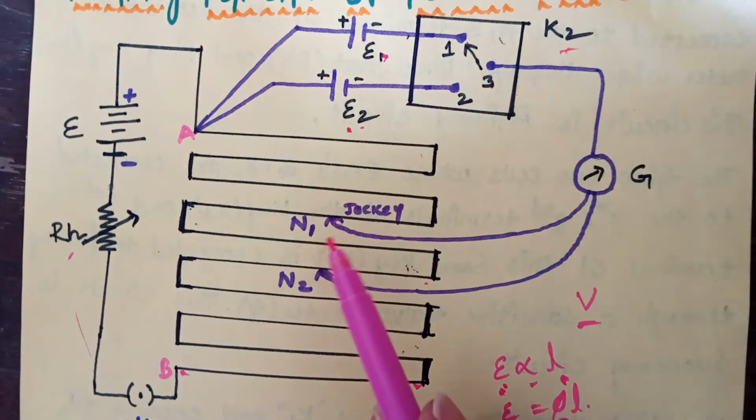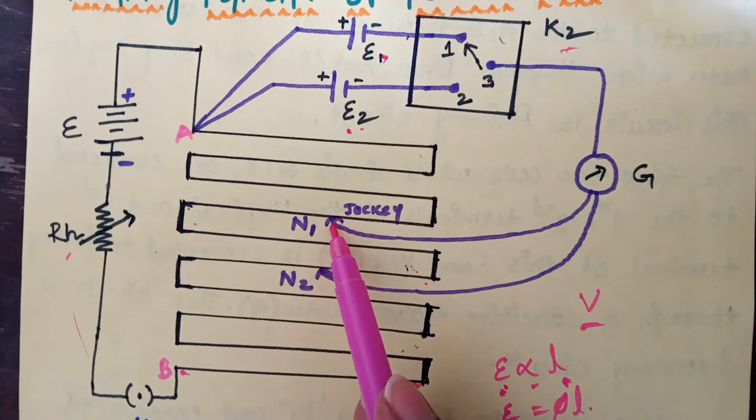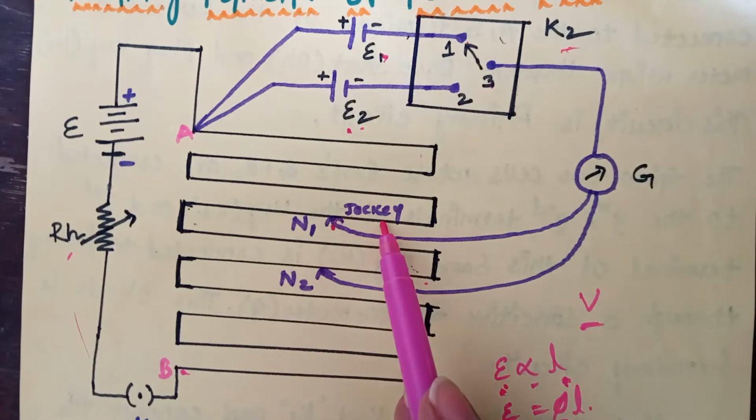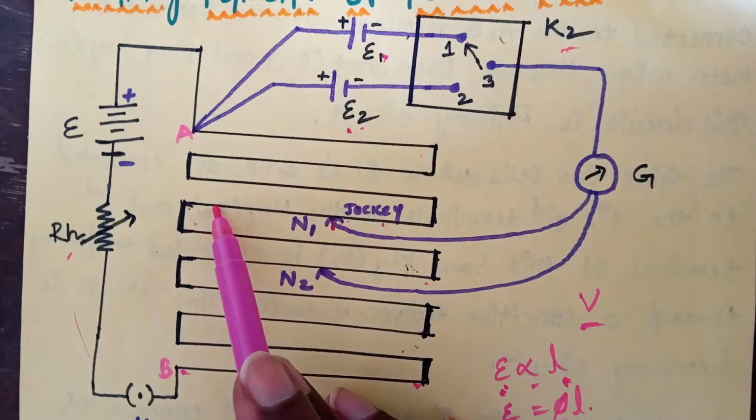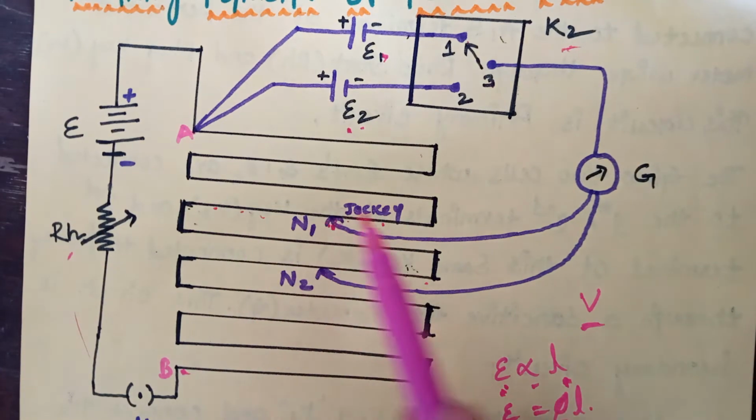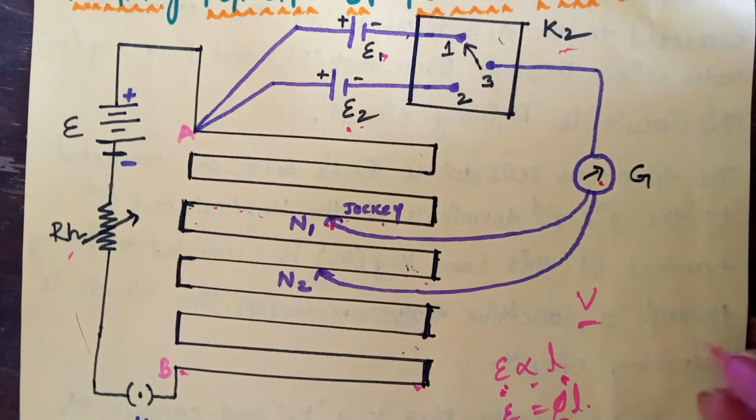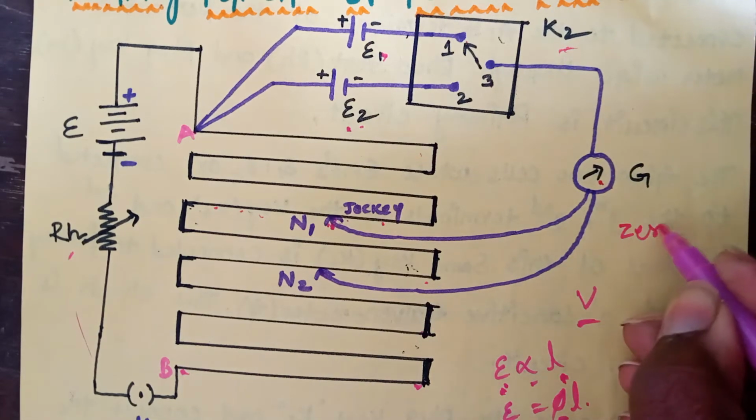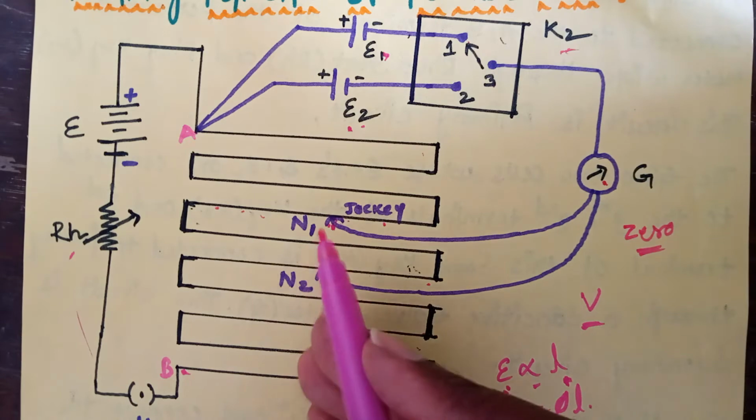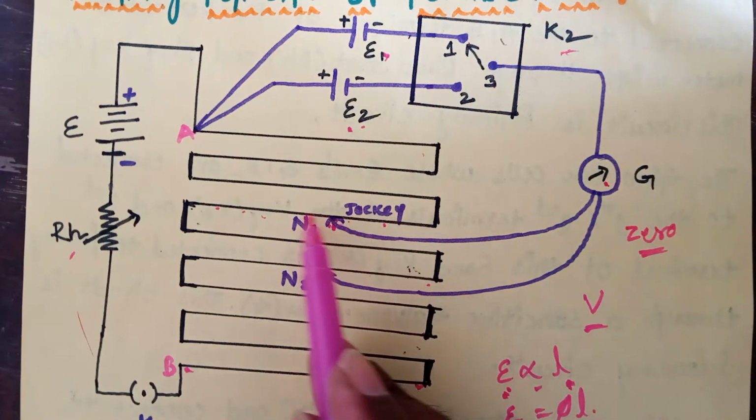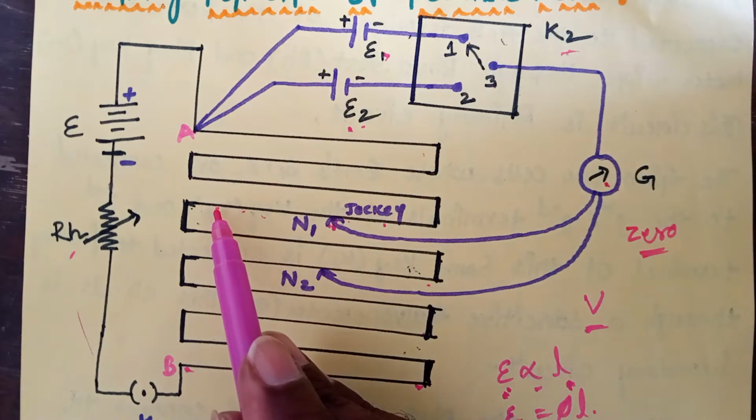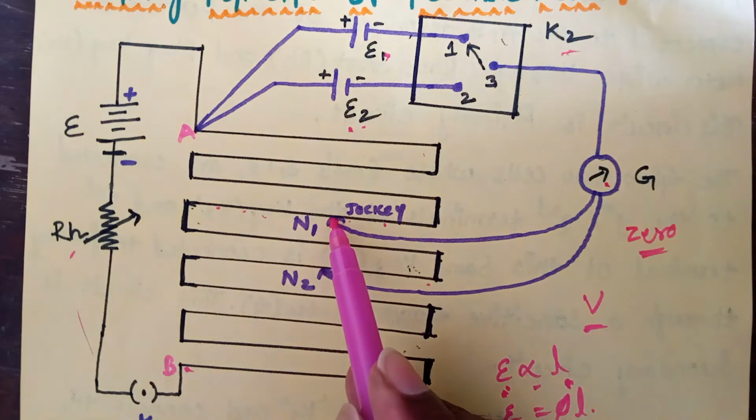Now we have to determine the position of the first balancing point N1 by touching the jockey on the potentiometer wire at various places until the galvanometer shows 0 or null deflection. The galvanometer shows 0 or null deflection when you move the jockey on the potentiometer wire to a particular point.